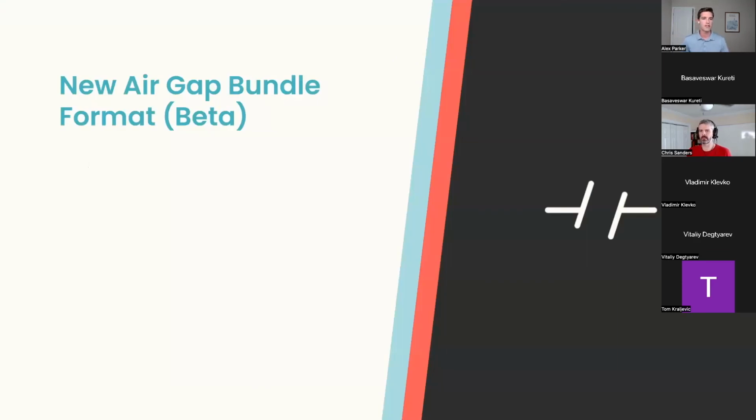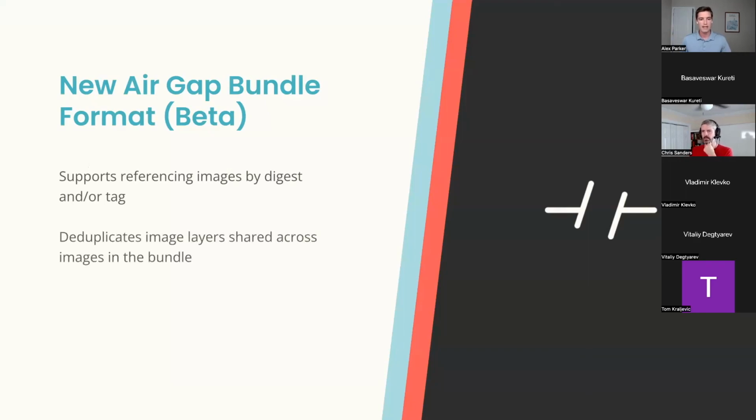And then the last feature here is a beta feature, which is a new air gap bundle format. Amber mentioned this one too. It supports referencing images by both tag and digest. Using a digest is a best practice from a security perspective because they're immutable. So we now support that with this new air gap bundle format. And we also support deduplicating image layers for layers that are shared across images in the bundle. So it could really drastically decrease the size of your air gap bundle.